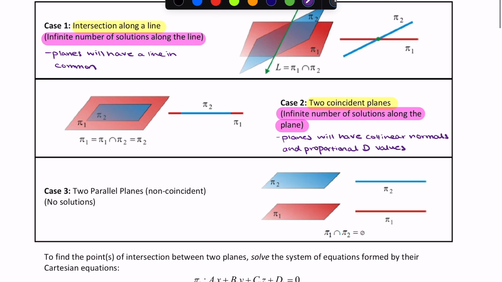Okay, and then lastly, again, there are going to be two parallel planes, non-coincident, and therefore they would have no solutions.